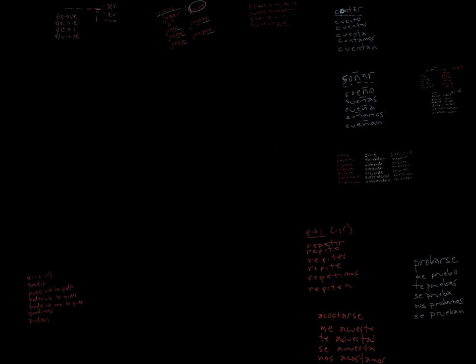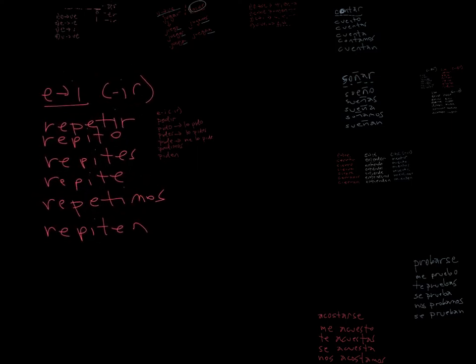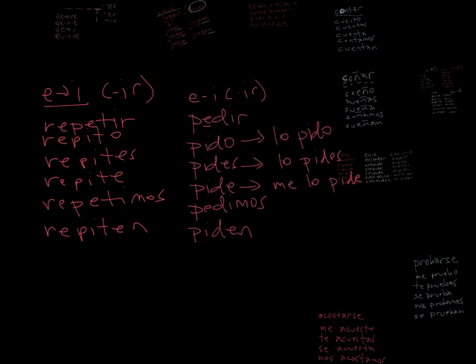And now the last category is E to I, only for IR ending verbs. In this category, we used as examples repetir and pedir. Repito, repites, repite, repetimos, repiten. Pedir, pido, pides, pide, pedimos, no stem change, and piden. I did some examples. You can do the rest of your examples with the exercises in your book.